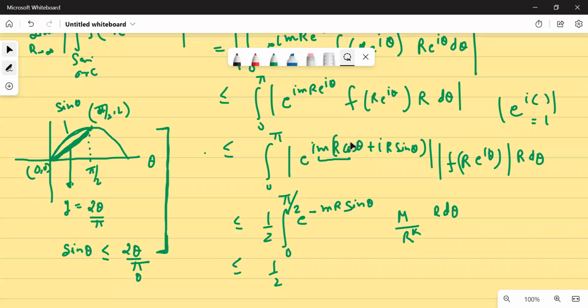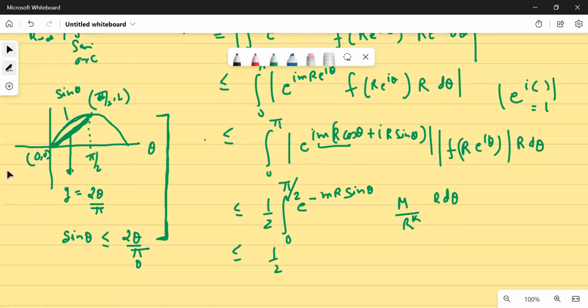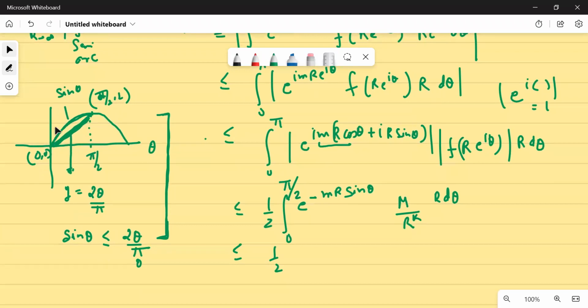But did you get the last point or did you not get the last point? Should I repeat it again? So what happens in convex functions?